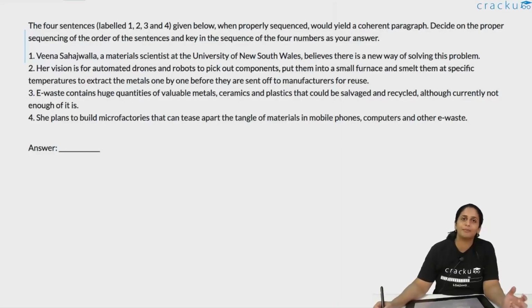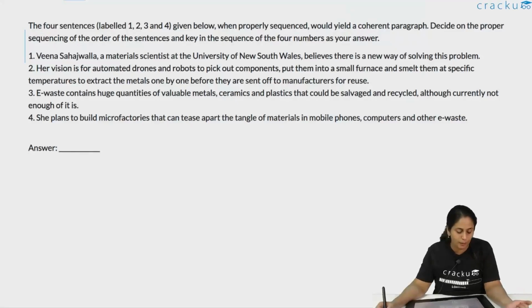In this particular para-jumble question, we have the following 4 sentences. Veena Sahajwala, a material scientist at the University of New South Wales, believes there is a new way of solving this problem. Her vision is for automated drones and robots to pick out components, put them into a small furnace and smelt them at specific temperatures to extract the metals one by one before they are sent off to manufacturers for reuse. E-waste contains huge quantities of valuable metals, ceramics and plastics that could be salvaged and recycled, although currently not enough of it is.